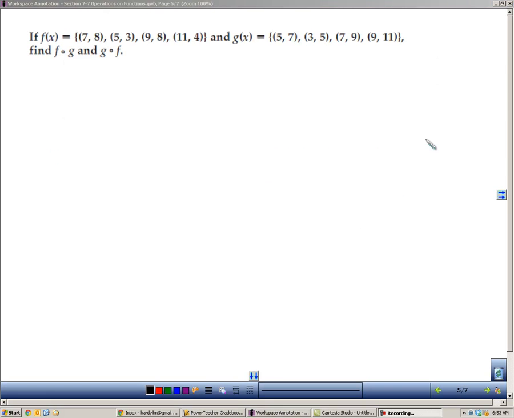Here we have an example of a composition of functions. We first want to find f of g. So we're looking for f of g of x, which means we do the g first. So in the g function we have 4 points. So we'll ask ourselves, what is g of 5 first? And then we'll take the f function of that. Well, g of 5, if you look over here, when you plug a 5 in for the domain, you get a 7 for the range.